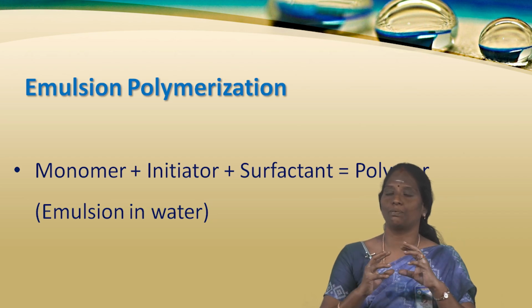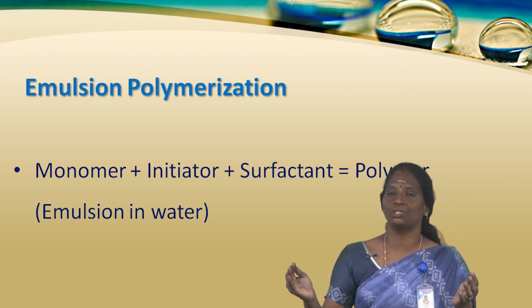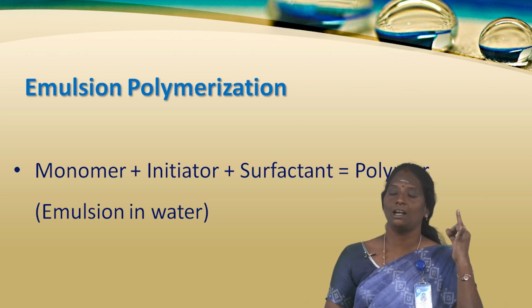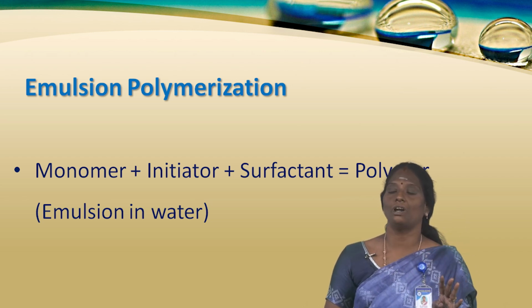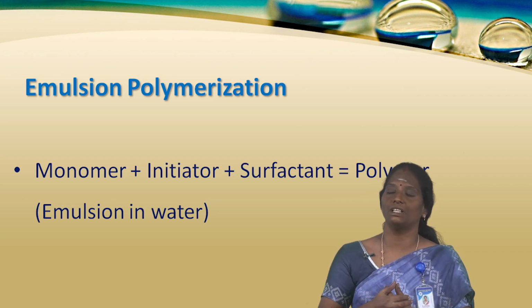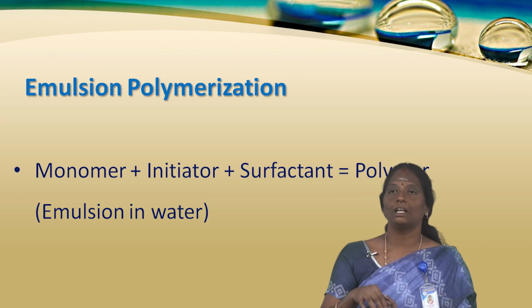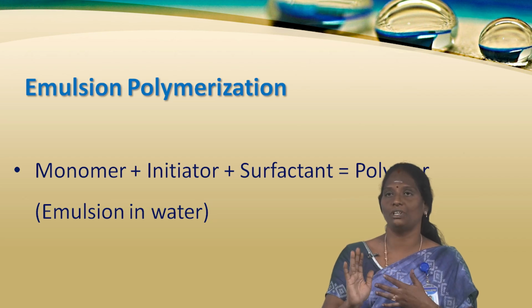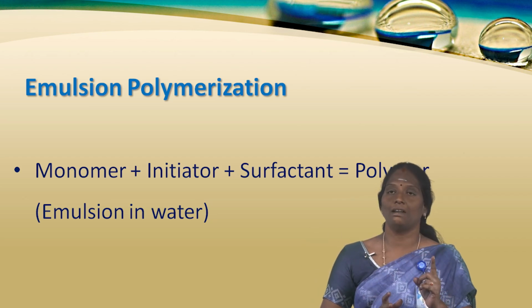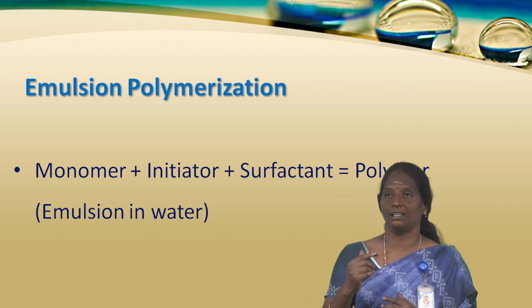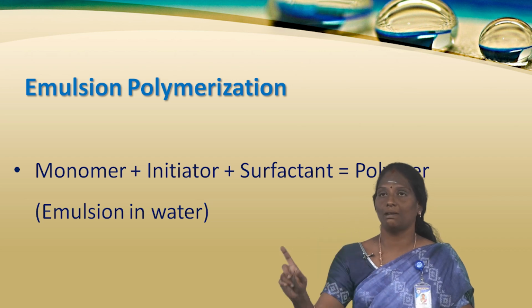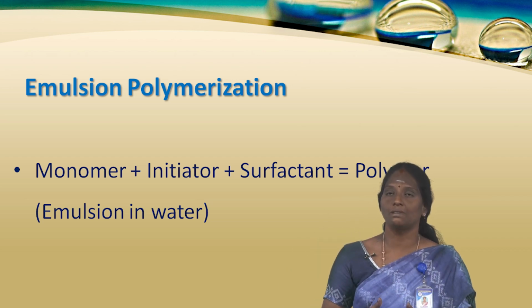So what is the procedure or reaction of this emulsion polymerization? Monomer, initiator and surfactant are added. We get the polymer as an emulsion in water. What are the advantages of emulsion polymerization? The rate of polymerization is very high. That means the process of polymer formation is very fast. Heat can be easily controlled and hence viscosity buildup is not a problem. High molecular weight polymer can be obtained by this method.